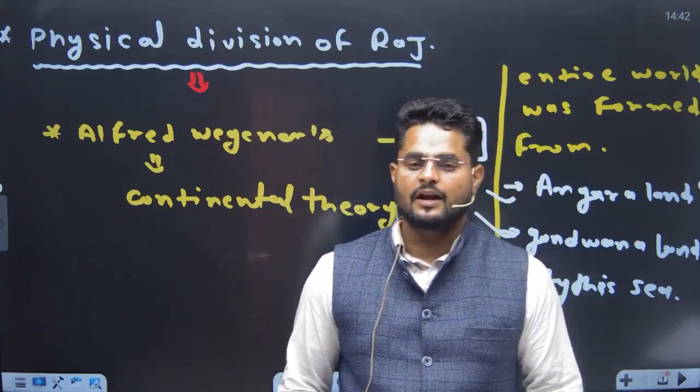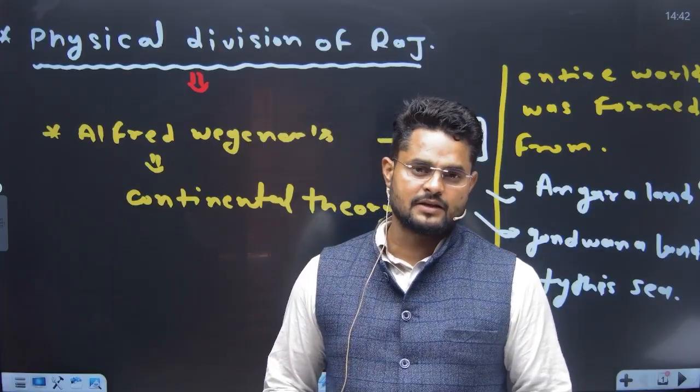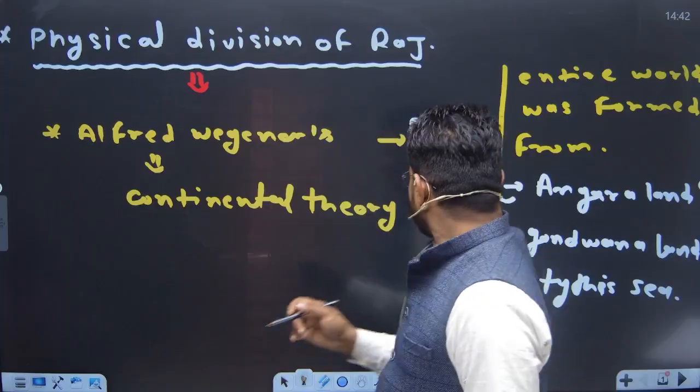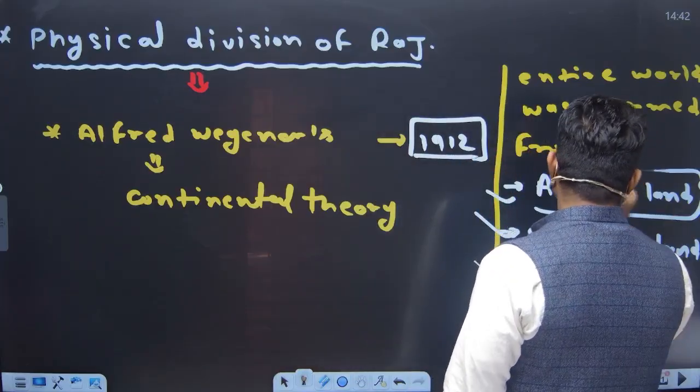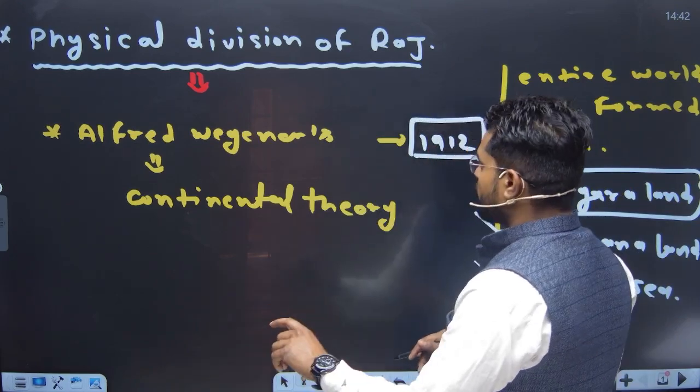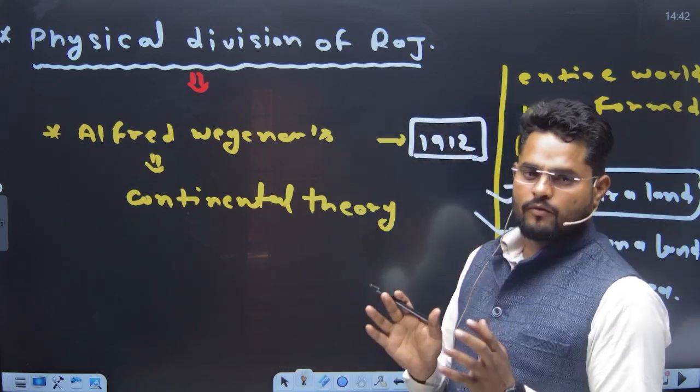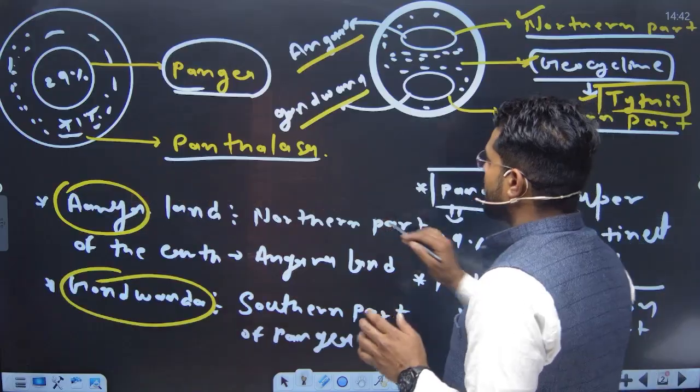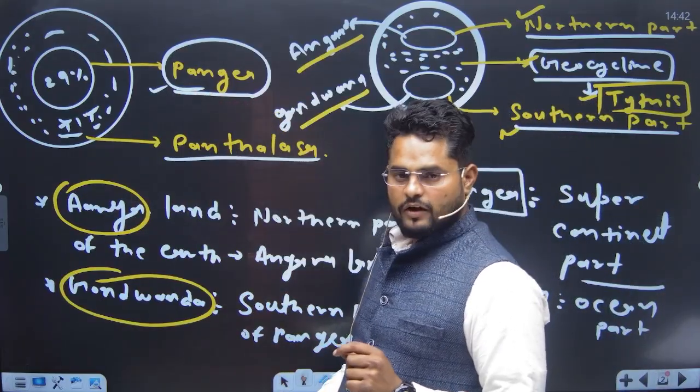So Angara land, Gondwana land, and Tethys Sea: these terms are directly related to the physical division of Rajasthan. So according to Wegener, the entire world was in the form of a single body known as Pangea.